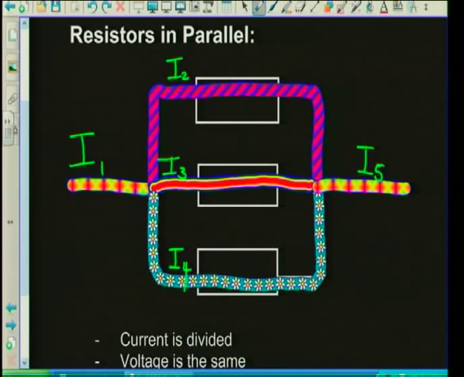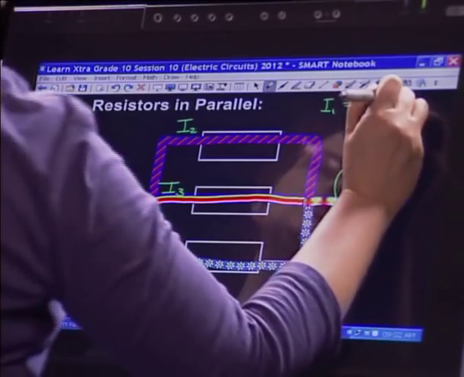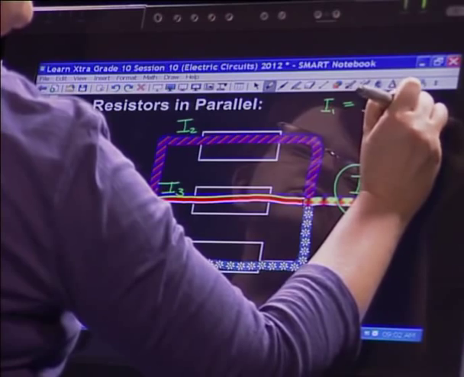This is what you need to know. I1 and I5 are equal, exactly the same. I1 is equal to I5. So important. Before and after cannot lose electrons. Can't lose the current. But it has now divided into three. So it's equal to I2.